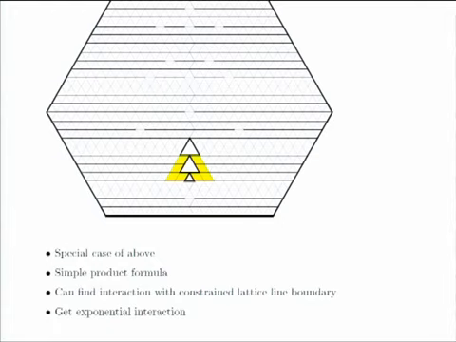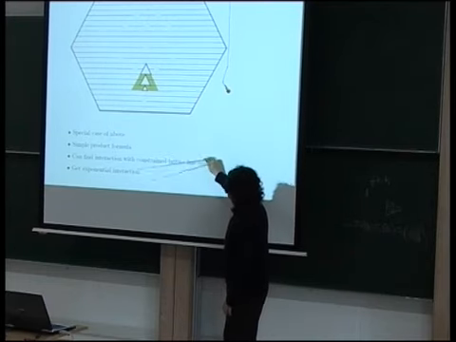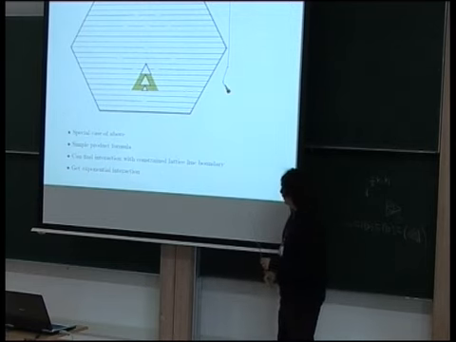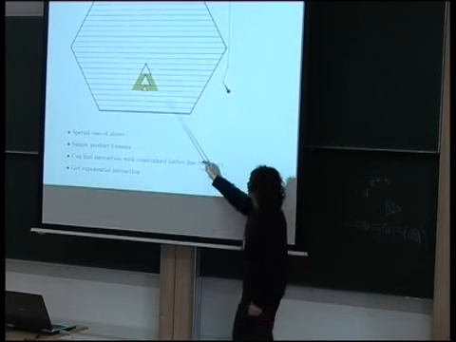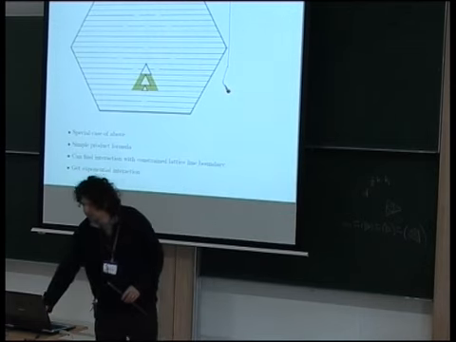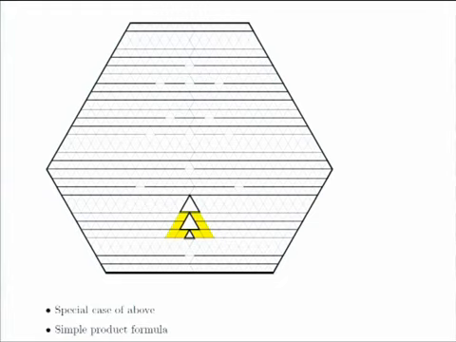So it's constrained because lozenges cannot stick out. And it's a lattice line because the boundary is a lattice line. And what we get is that it's an exponential interaction. So such a hole will be exponentially strongly attracted to this boundary, and it will be exponentially strongly repelled by the other boundary, by the top boundary. That's the interaction you get.